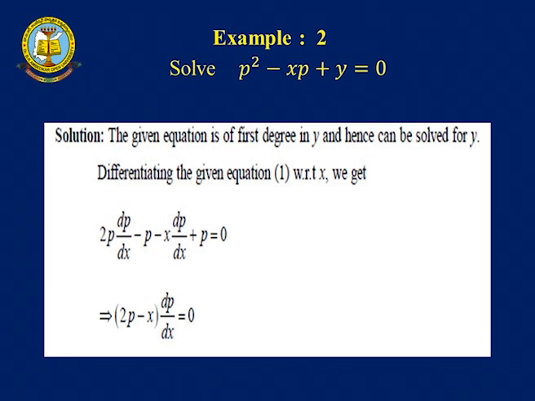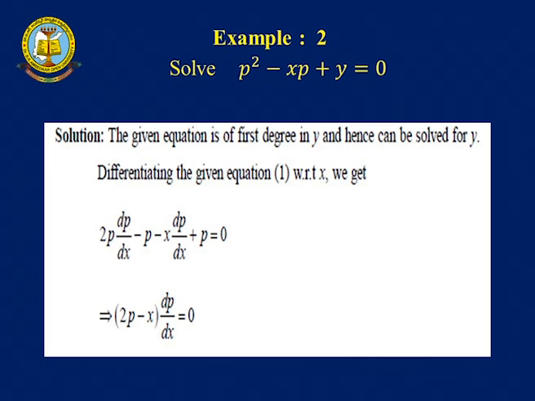So in the given differential equation, which is first degree in y, we are going to solve for y. When you solve for y, first we have to do the differentiation with respect to x. The differentiation of p square becomes 2p dp by dx, and for minus xp we have to apply the uv method. When applying the uv method, we get minus p minus x dp by dx, and the differentiation of y becomes dy by dx, which is p, equal to 0.